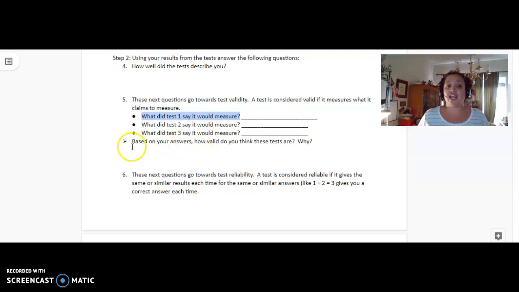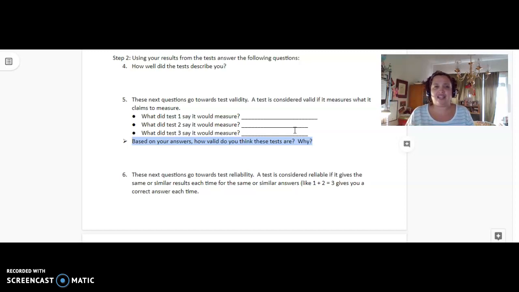Okay, so when you're answering this, if you're telling me how valid the tests are, you need to answer it based on, did it measure what it said it would? Now remember, these are computer algorithms. They don't have the ability to get really detailed like a human can. They can't look and pick and choose and sift through the information. A computer has to go more with, okay, if you choose A, it's this. If you choose B, it's that.